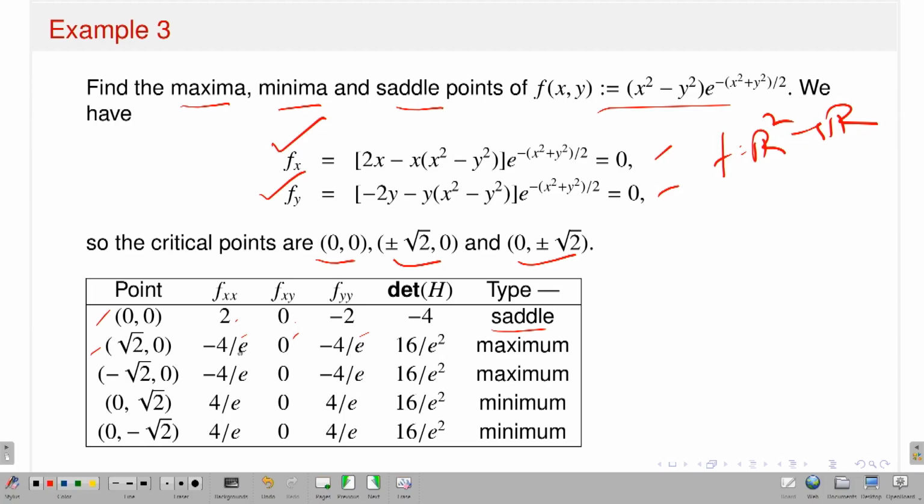And the f x x element is negative, that means it will have a local maxima. At this point, the determinant is positive and one element is negative, that means local maxima. At the point (0, root 2), again the determinant is positive, but one element is positive, that means local minima. Similarly at this point, the determinant is positive and one element is positive, so that means local minima.